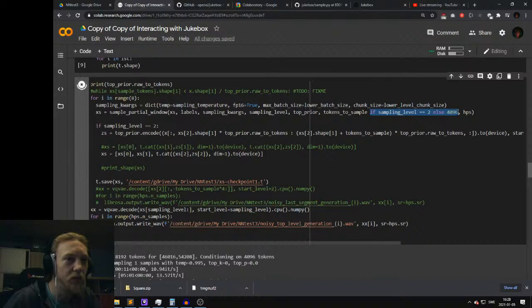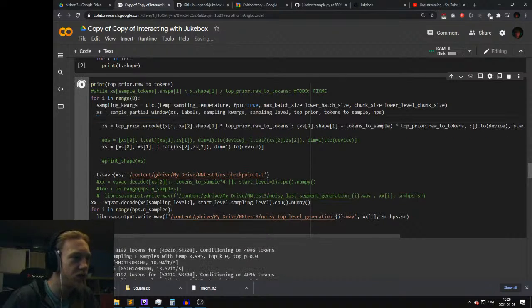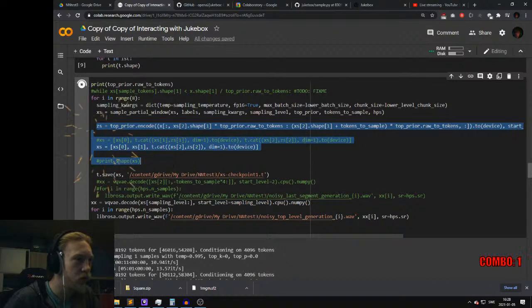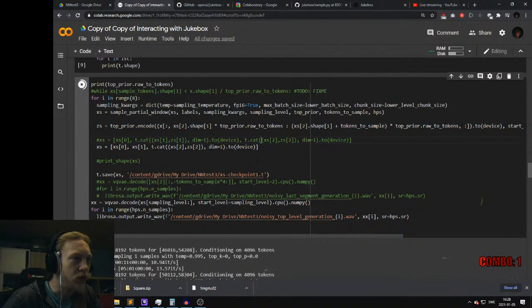So basically remove that, and remove that, and we're no longer doing it based on the lowest level, we're doing it on the current level.